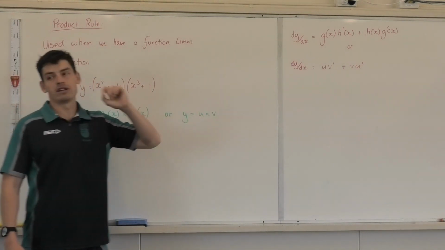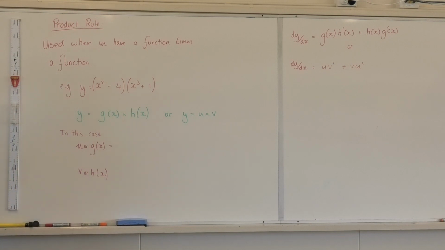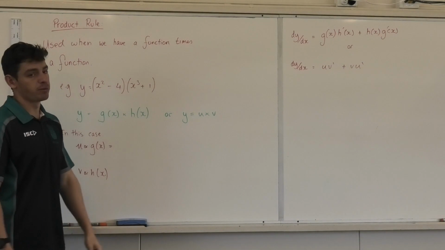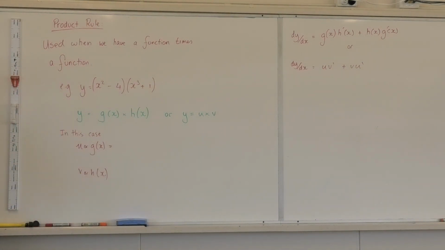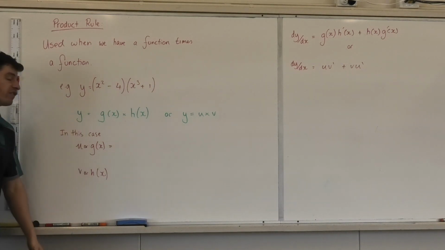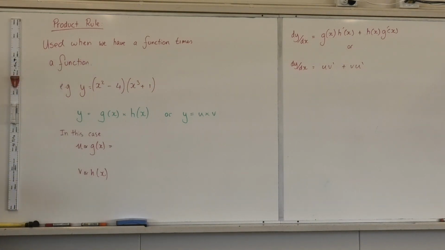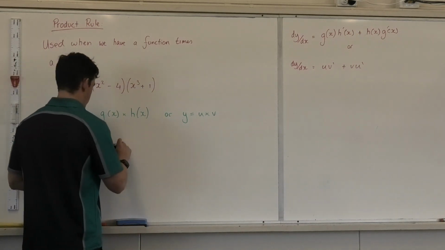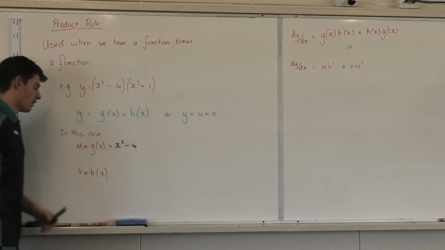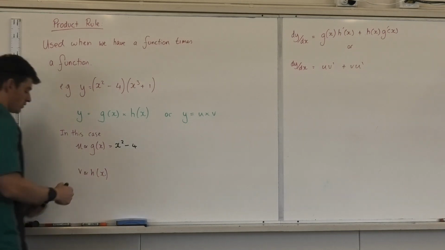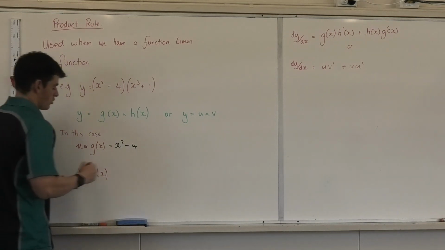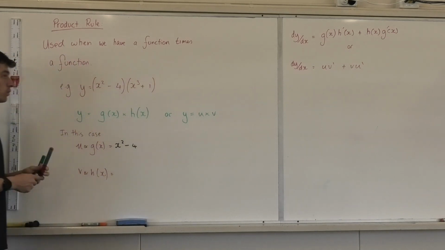And for the product rule, it doesn't matter which one goes first. There's another rule that you'll need to know where it does matter, but for the product rule, it does not matter which one goes first. So in this case, I can pick any of the functions, but by convention, I should probably pick the first function to be u and the second function to be v, or the first function to be g(x) and the second function to be h(x). So which function is my g(x) here? x squared minus 4, and my h(x) or v is equal to x cubed plus 1.